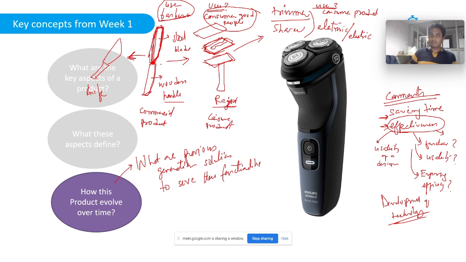Someone says save time, that's correct. Someone says it's development of science and technology. Let's figure that out. And the one is effectiveness. Effectiveness can be usability also. Let's see. So what happens when you use a blade-like system like this, there are a lot of chances that there are cuts and bruises. Those are some of the things that happen if you are not skilled.